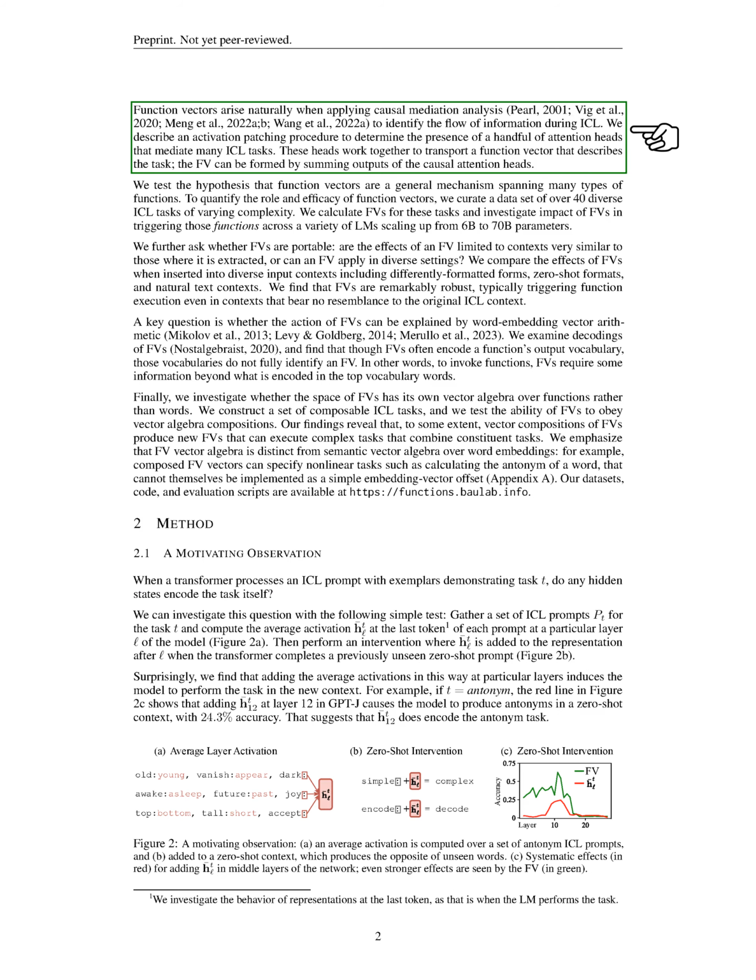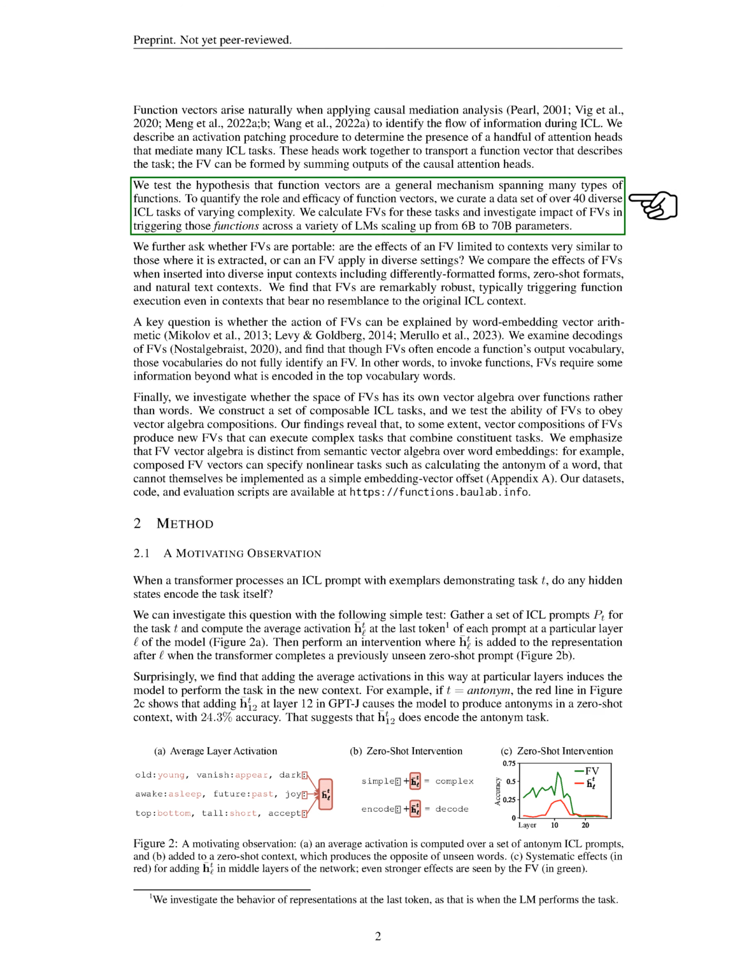Function vectors come into play when we apply causal mediation analysis to identify the flow of information during ICL. We describe a method called activation patching to identify a few attention heads that mediate many ICL tasks. These heads work together to transport a function vector that describes the task. The function vector can be formed by summing the outputs of the causal attention heads. We hypothesize that function vectors are a general mechanism that spans many types of functions.